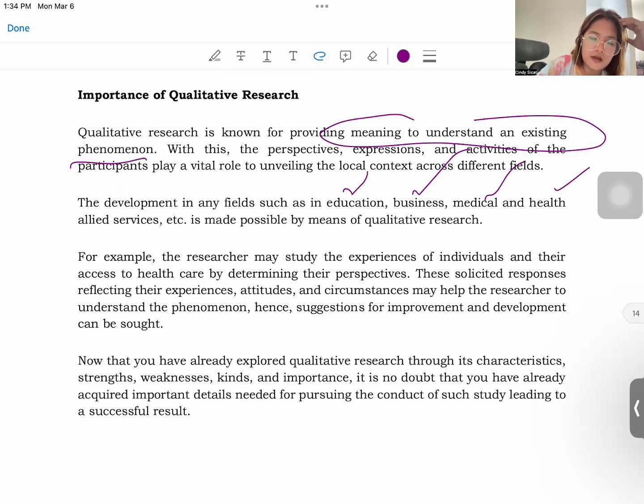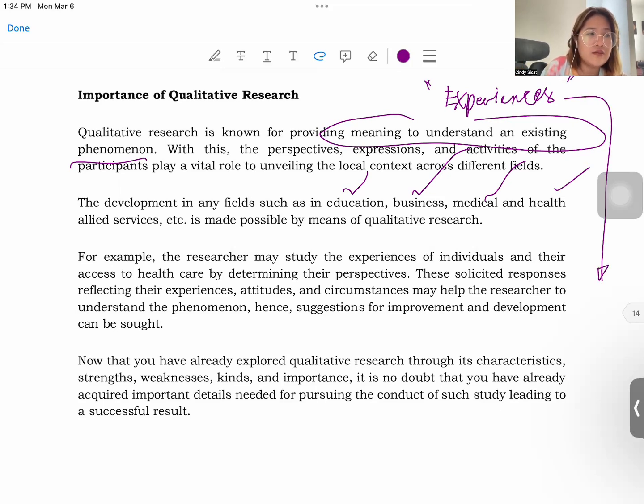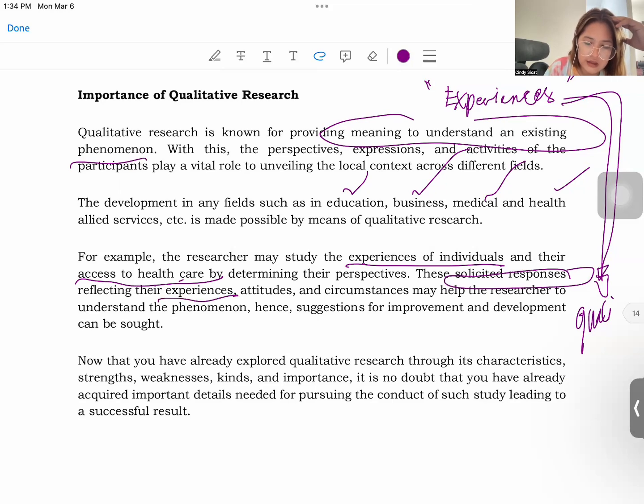So, sometimes we may have the experience na, ay, di naman siya accurate, experiences naman siya eh. Eh, di ba subjective yan? But these experiences could actually give us substantial inputs that will make us understand why are people reacting that way? Or what possible solutions can we do based on the experience and feelings that were shared through the quali research, okay? So, halimbawa, researcher may study experiences of individuals and their access to healthcare. So, yung solicited responses would reflect their experiences, attitude, and circumstances. This could serve as suggestions, okay? Kasi these are authentic experiences.